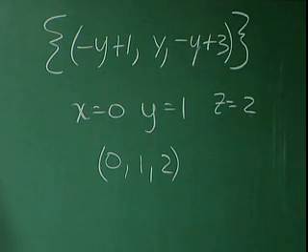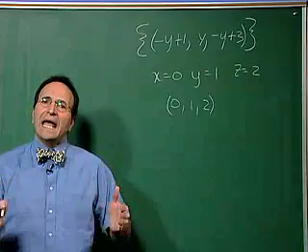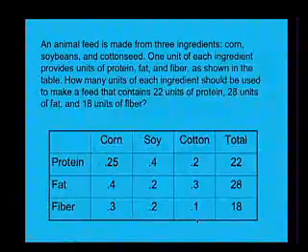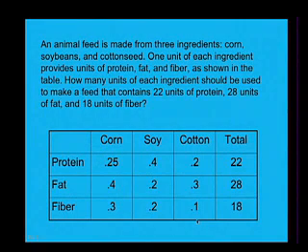All right, let's solve an application of a system with three equations. Let's take a look at this example. An animal feed is made from three ingredients: corn, soybeans, and cottonseed. One unit of each ingredient provides units of protein, fat, and fiber, as shown in the table. How many units of each ingredient should be used to make a feed that contains 22 units of protein, 28 units of fat, and 18 units of fiber?